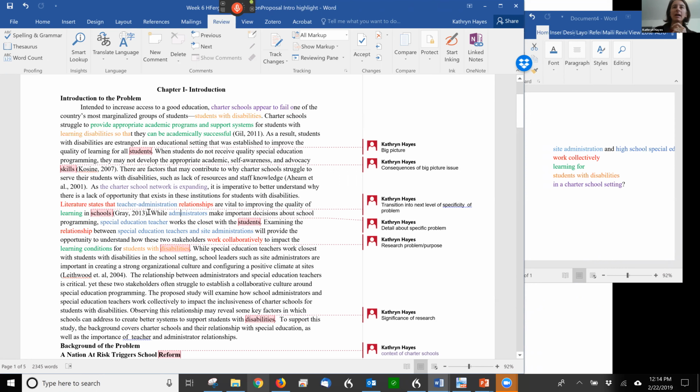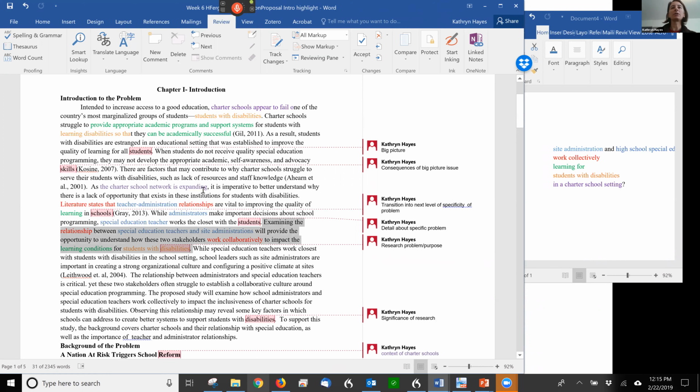So she gives a little bit of detail about the role of administrators here and about the role of teachers. You know, admins make important decisions, special education teachers work closely with the students. So we've gone back to special ed students here. And then she talks about the importance of the relationship here, and then comes back to her research question, how these 2 stakeholders work collaboratively to impact learning conditions for students with disabilities. This is where she does just a really quick introduction of her research problem or purpose.